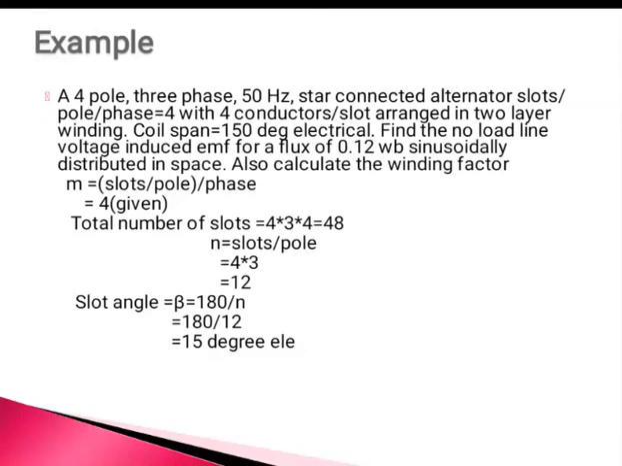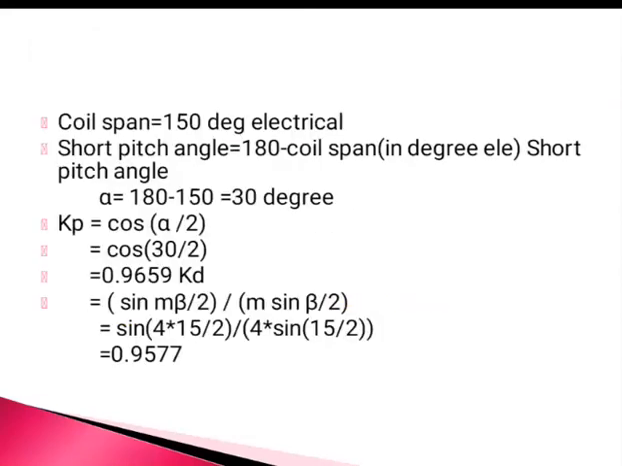Now here the Kp and Kd are not given, so we are going to calculate them. m is equal to slots per pole per phase, which is 4, given. Total number of slots is 4 into 3 into 4, that is 48. Small n, slots per pole, is 4 into 3, that is 12. Slot angle is calculated as beta equal to 180 by n, that is 15 degrees electrical. Here the coil span is given, that is 150 degrees electrical.